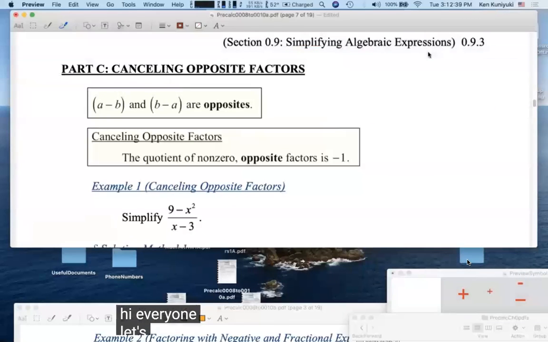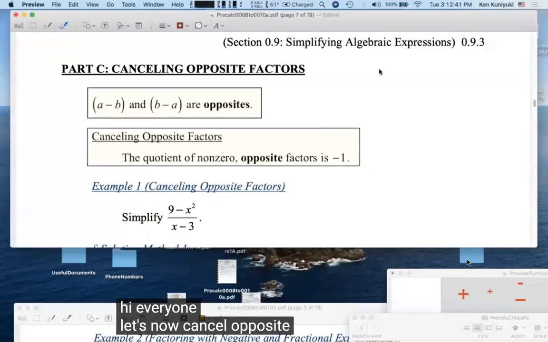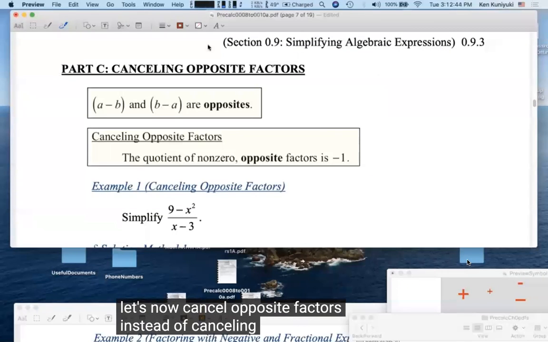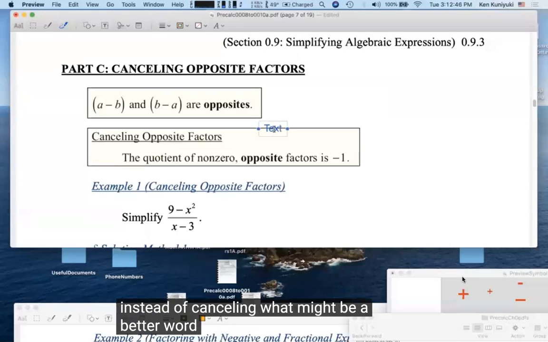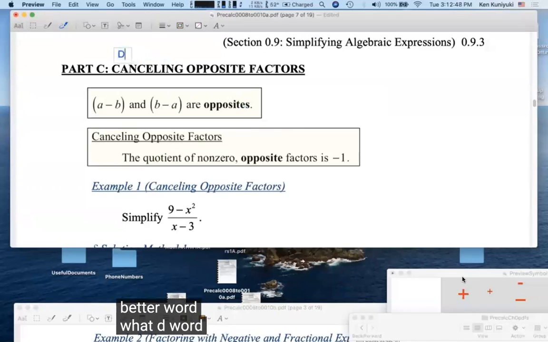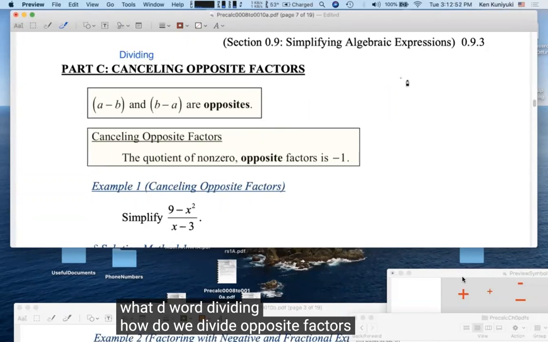Hi, everyone. Let's now cancel opposite factors. Instead of canceling, what might be a better word? What D word? Dividing. How do we divide opposite factors?